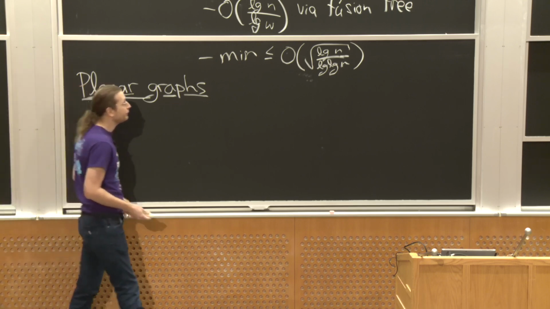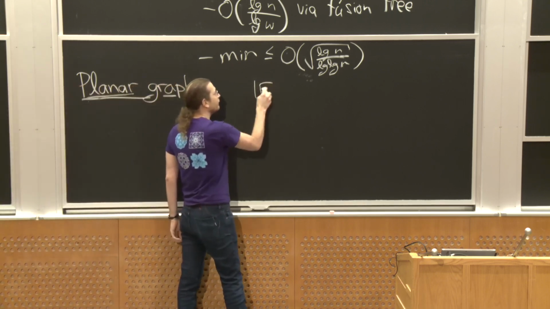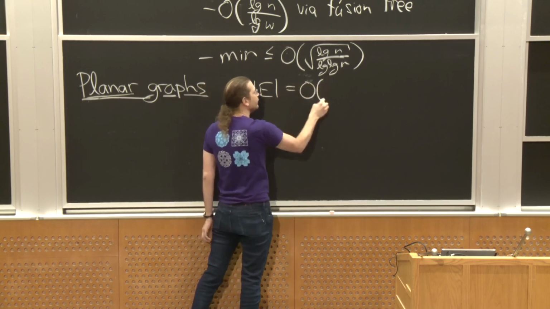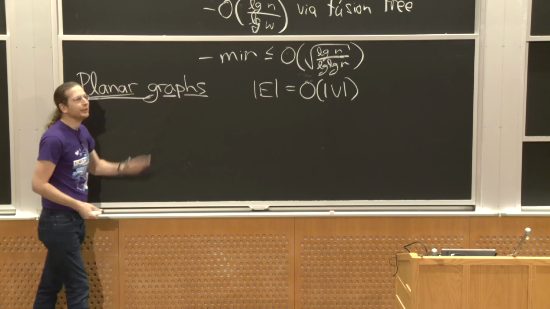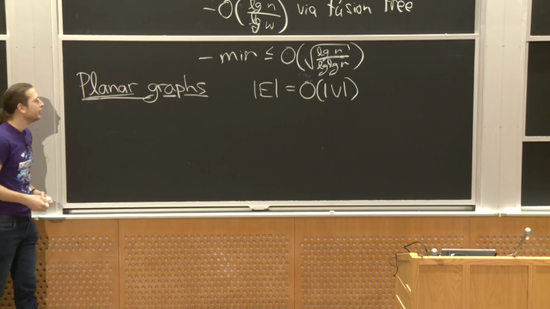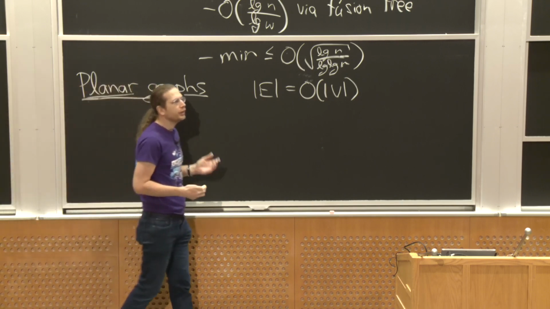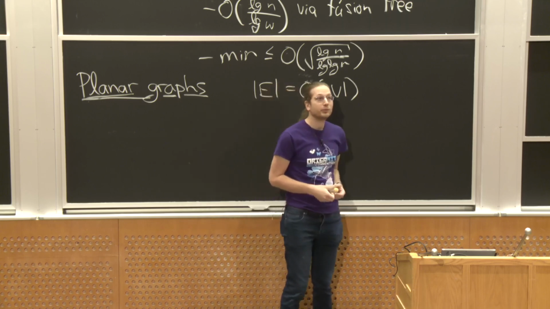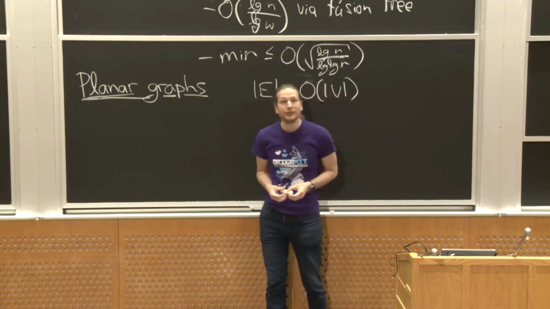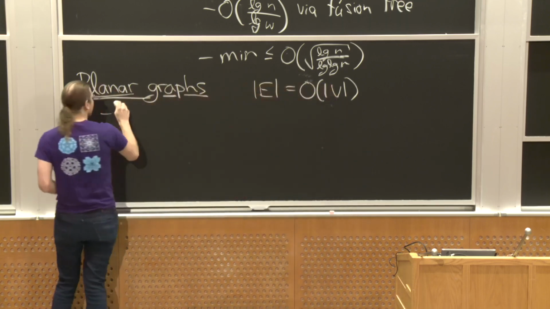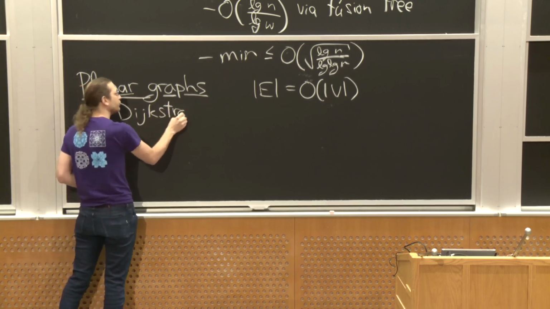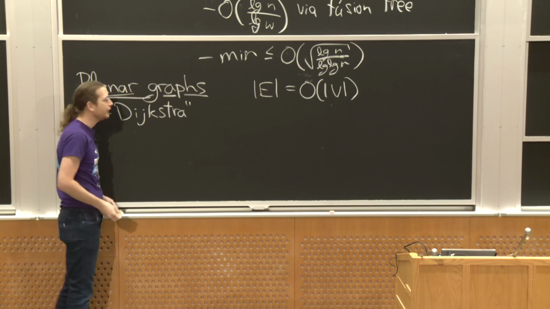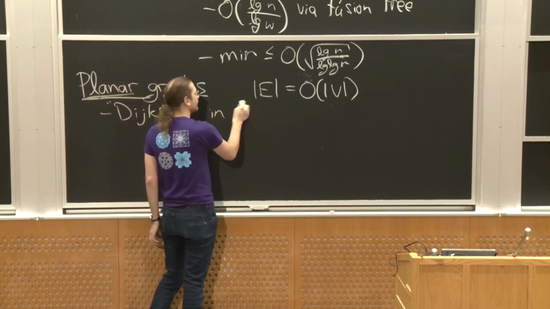Planar graphs have some nice features, like they always have a linear number of edges. They're always sparse. So you can immediately plug that into our existing bounds. But even so, Dijkstra in such a graph would take v log v time. For planar graphs, you can do the equivalent of Dijkstra, meaning I can compute single source shortest paths with non-negative edge weights in linear time.